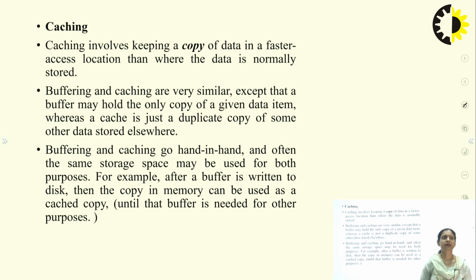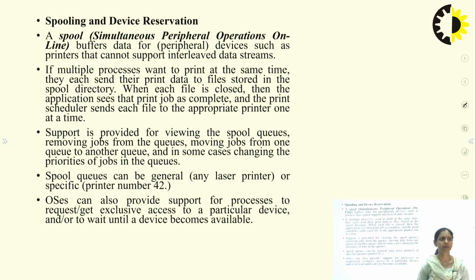Coming to caching, it also involves keeping a copy of data in a faster access location than where the data is normally stored. So buffering and caching are very similar, except that a buffer may hold the only copy of a given data item, but a cache is just a duplicate copy of some other data that is stored somewhere else. Also, the two go hand in hand, and they often share the same storage space, which may be used for both purposes. For example, after a buffer is written to the disk, the copy in memory can be used as a cache copy.